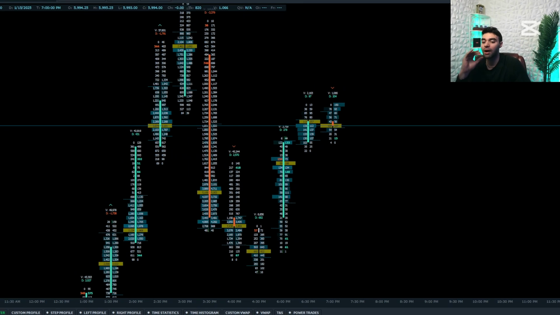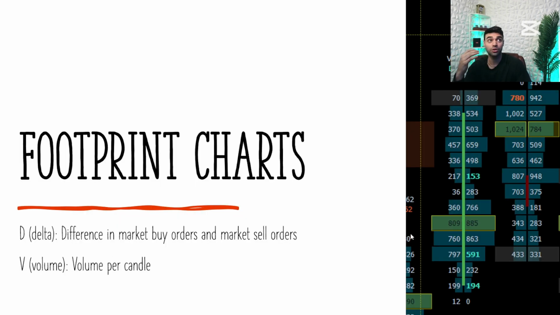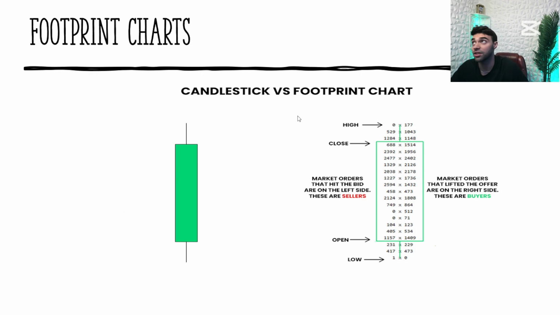Now, let's go ahead and talk about how to read a footprint chart, which is super important, right? So a footprint chart, right? Let's go ahead and skip this part and go to this. So this is a normal old candlestick, right? What you'll see on a footprint chart candlestick, right? You'll still see the high and low. You'll still see the open and close, but you'll see a couple of different things, right?